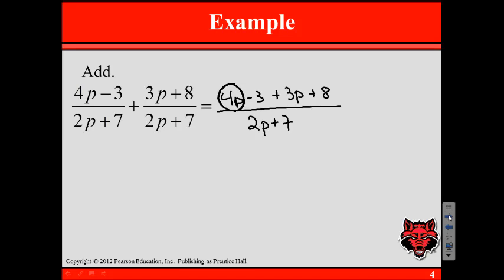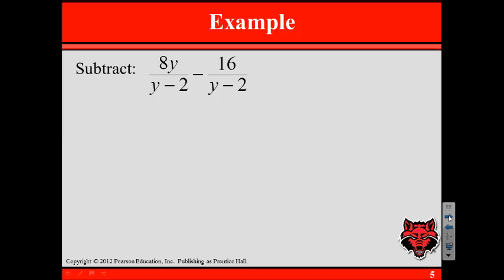We have 4p and 3p, which will give us 7p. We have a negative 3 and a positive 8, which will add to make a positive 5, and that's still all over 2p plus 7. Once we get to this point, we see that the numerator can't be factored, neither can the denominator, so we are finished.